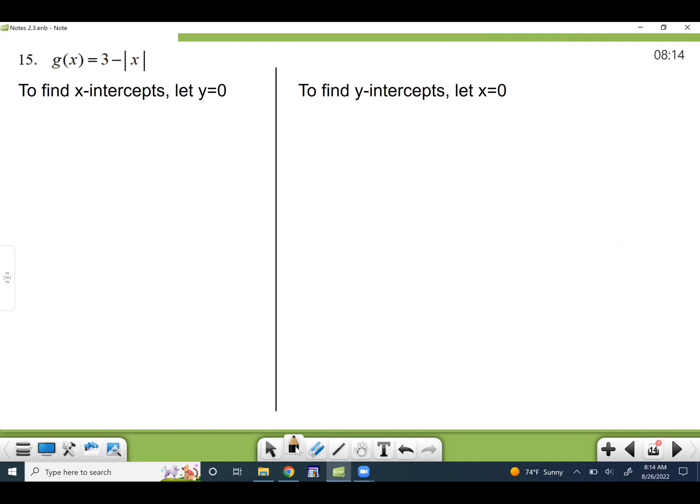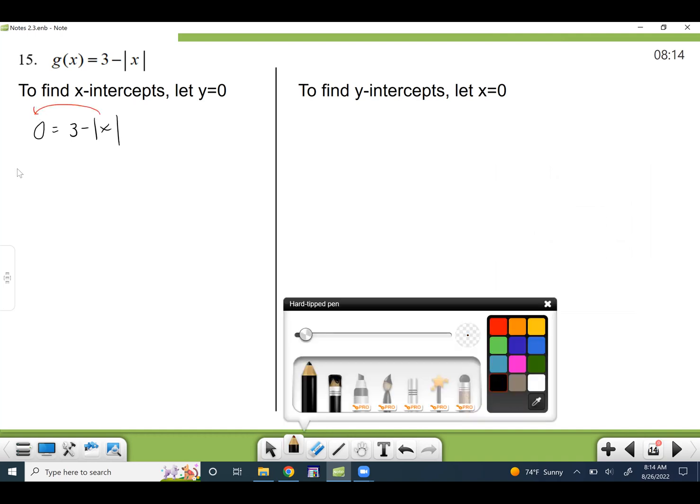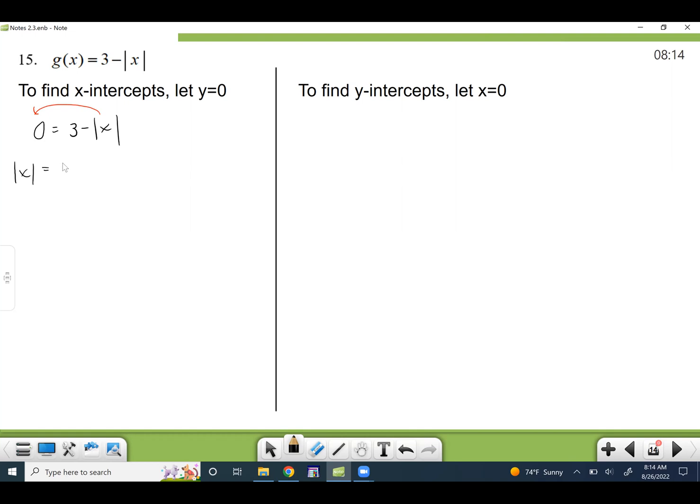Okay. All right. Again, there is a y. G of x is my y. So we're going to go ahead and substitute 0 in for the left-hand side. And in this case, I'll probably move the absolute value of x over to the other side because it's a negative. If I move it over to the other side, it'll be a positive.